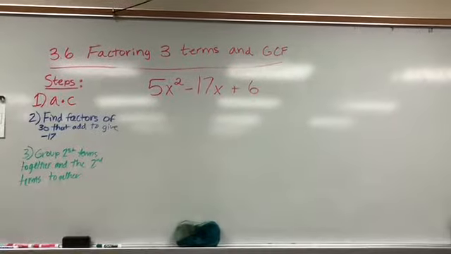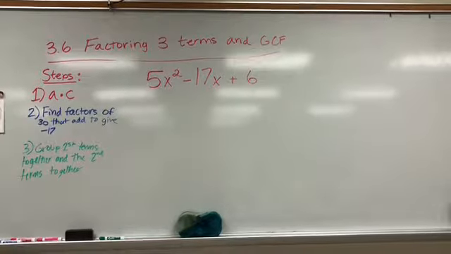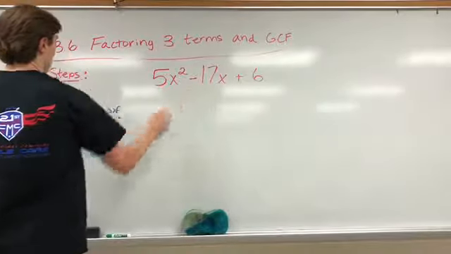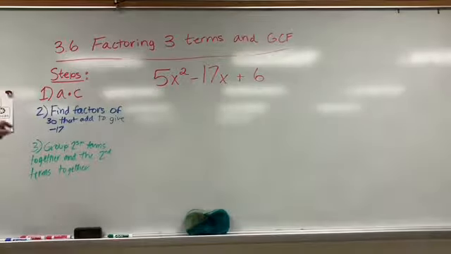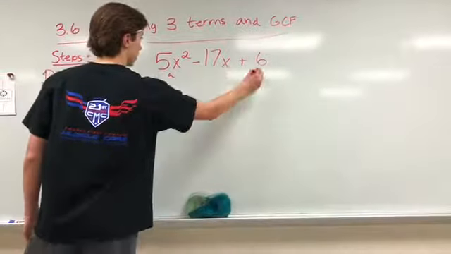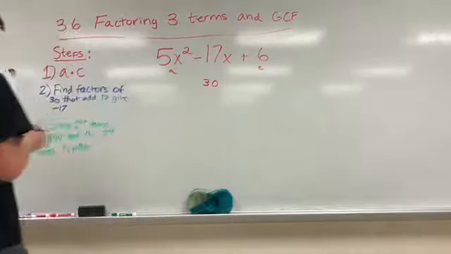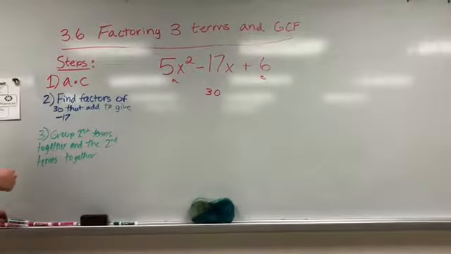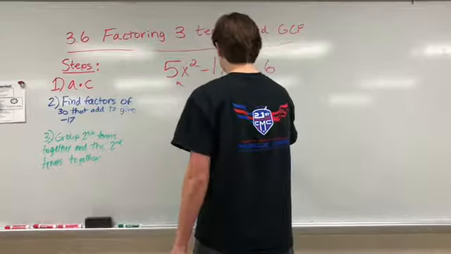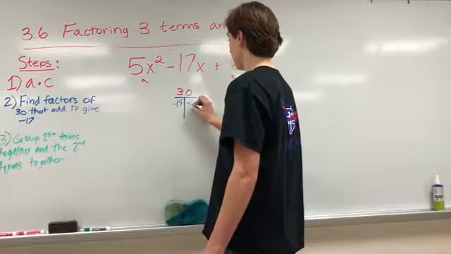So our final problem will be 5x squared minus 17x plus 6. We know that there's no GCF because negative 17 is a prime number. So that moves us to our first step, a times c. So the a times the c is 30, which leads us to our second step. We need to find factors of 30 that add to give negative 17. The factors would be negative 15 and negative 2.